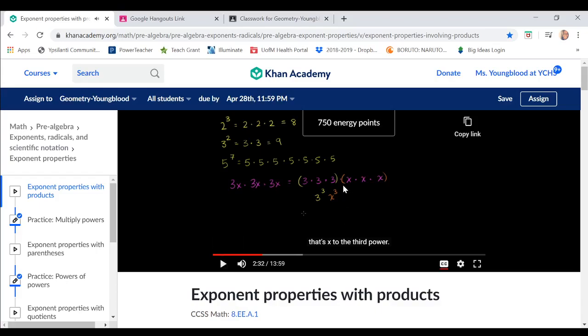So again, all he did was combine 3's, there are 3 of them, so it's 3 cubed. Combine the x's, there are 3 of them, so it's x cubed.